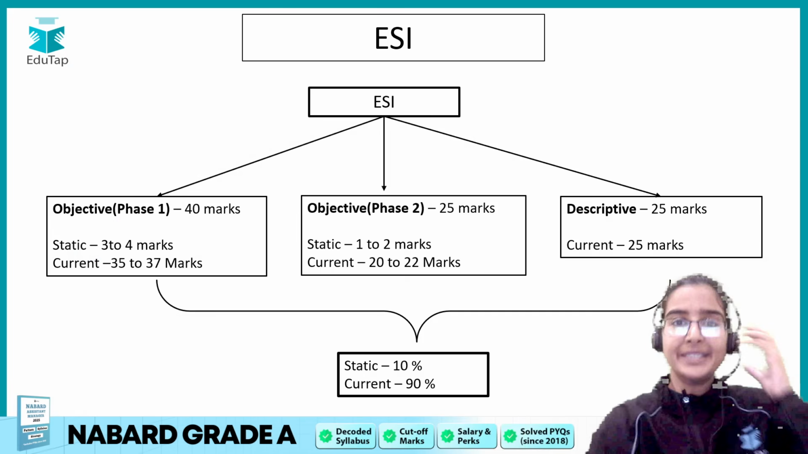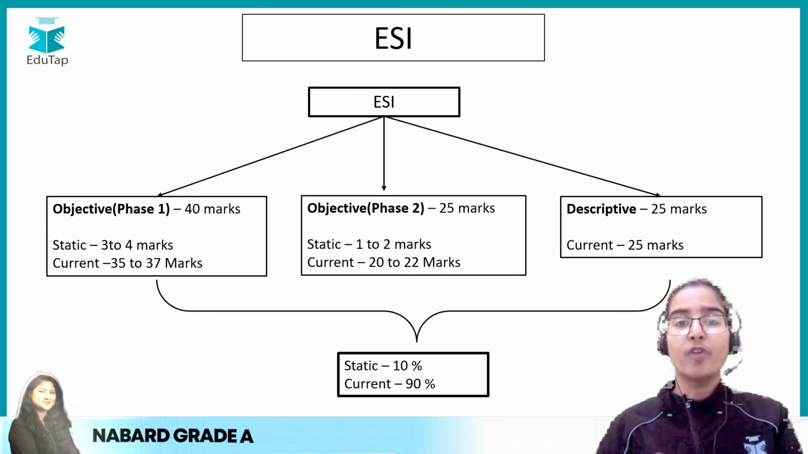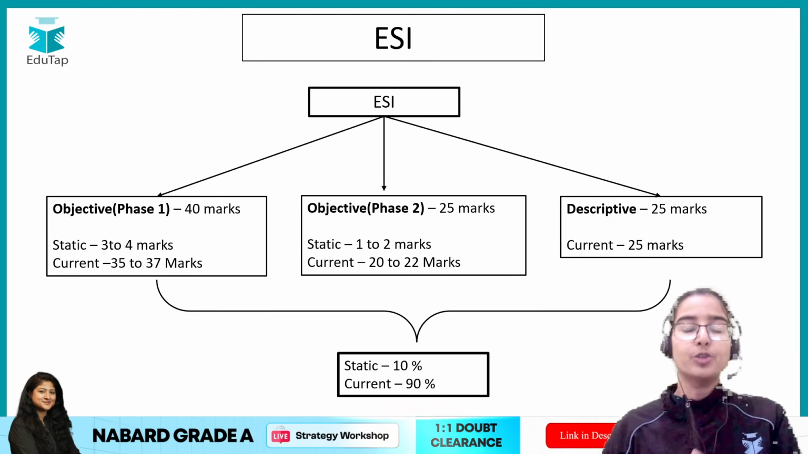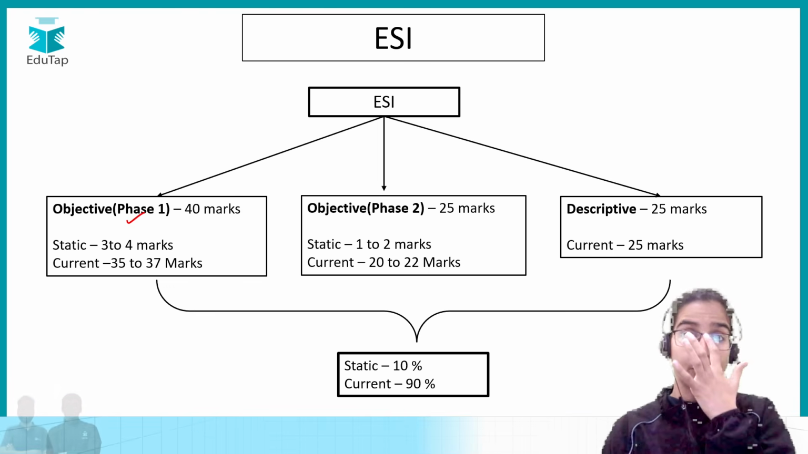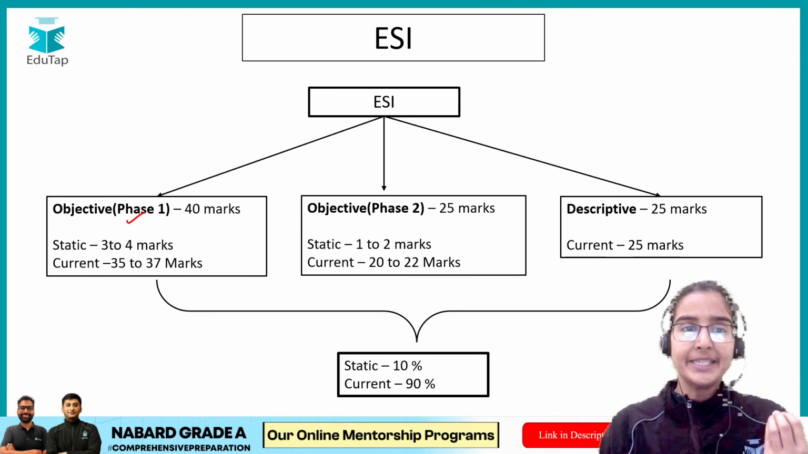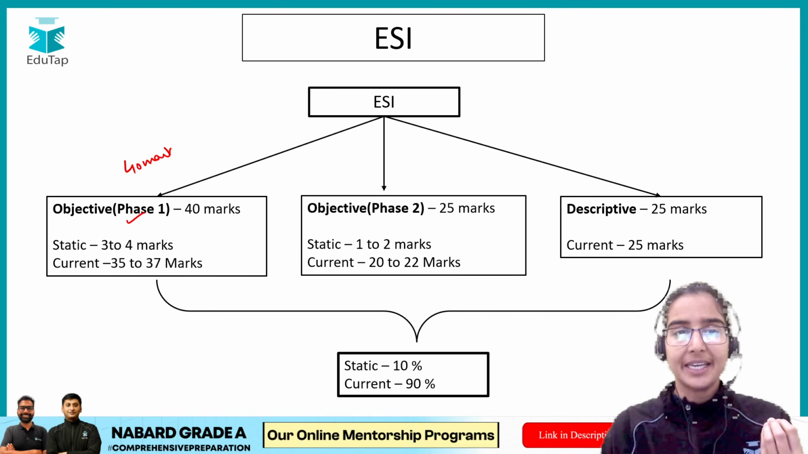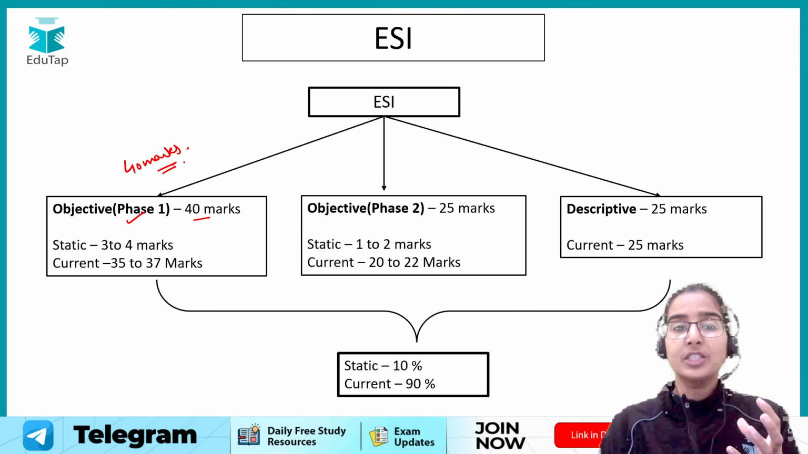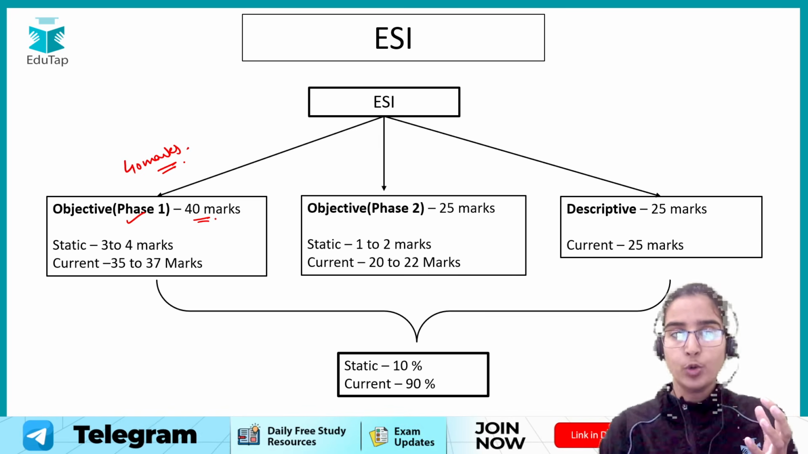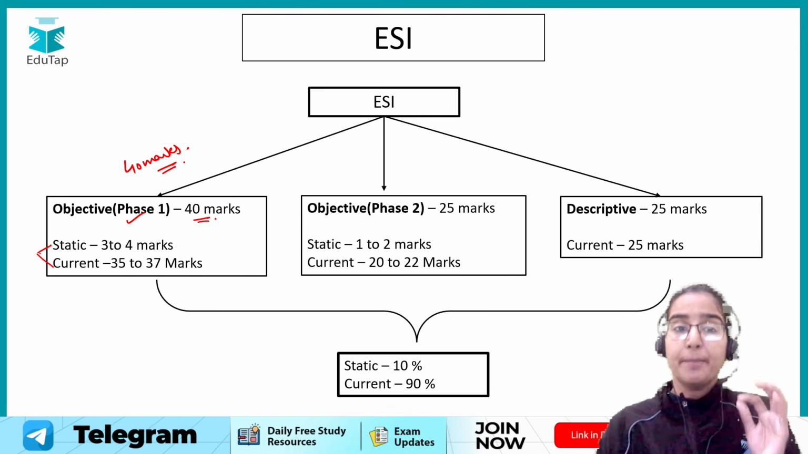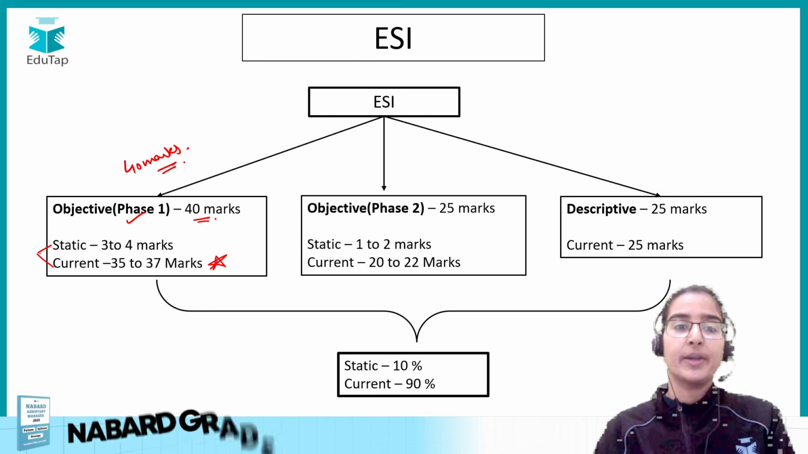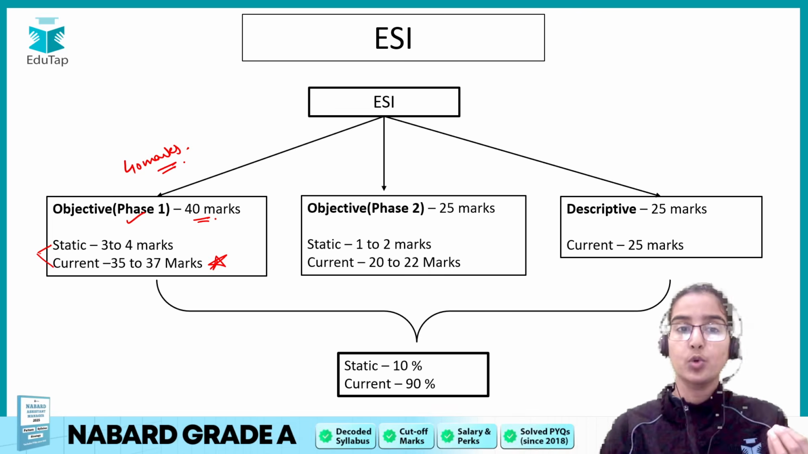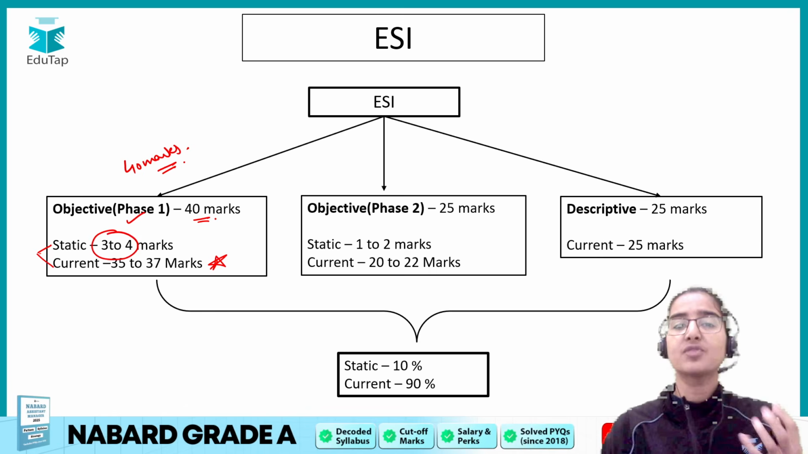So first of all, students, let me tell you what is asked and what the different components are in the ESI that you need to prepare. In phase 1, ESI is asked in the objective form. It is a part of your merit section, and 40 marks worth of ESI is asked here. Out of these 40 marks, we can divide them into two areas, static and current affairs. But here, a major part of the ESI is dominated by current affairs. Every year around 35 to 37 questions are asked from current affairs only, and very few questions are asked from the static part.